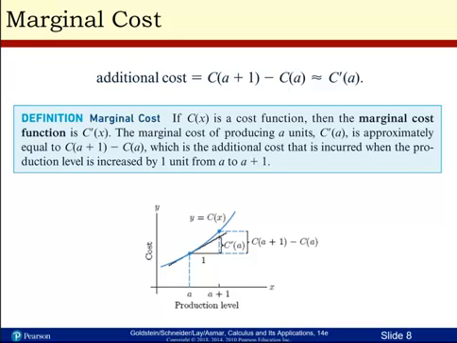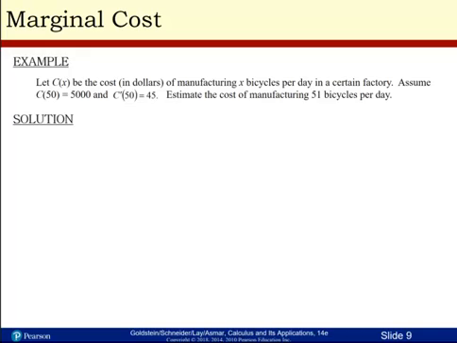The marginal cost of producing A units, C prime of A, is approximately equal to C of A plus 1 minus C of A. That's just C of A plus a little bit, which is the additional cost that is incurred when the production level is increased by 1 unit from A to A plus 1. So A and then a little bit. So A and then a little bit is basically equal to about the derivative at A. So let's look at an example. Let C of x be the cost in dollars of manufacturing x bicycles per day in a certain factory.